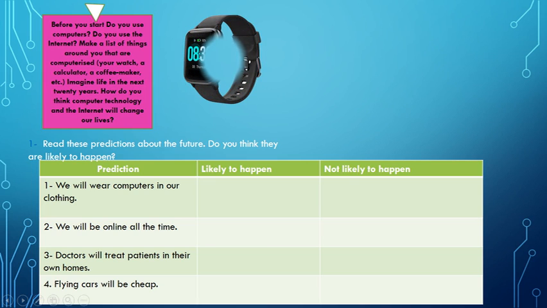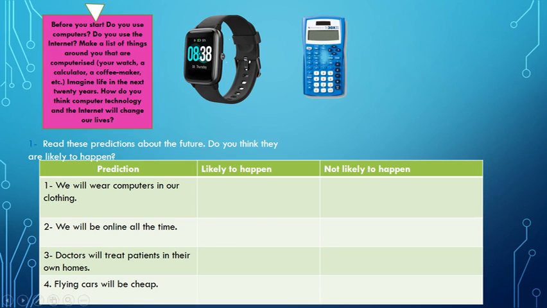Look here, we have this watch. Is this watch computerized? That means it works by a computer system? Yes, it is. And almost this smartwatch is connected to the internet. Look at the second picture. Do you think this calculator is a computerized machine or device? Yes, because it has a program, a special kind of software. So it is computerized. It works by a computer system.